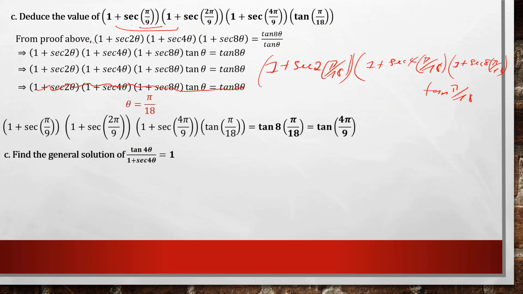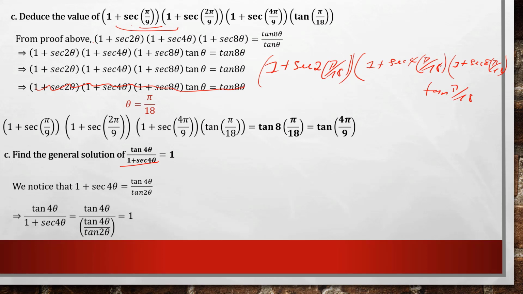Now C says find the general solution of tan 4 theta divided by 1 plus sec 4 theta equal to 1. So what do we have? We notice that 1 plus sec 4 theta is tan 4 theta divided by tan 2 theta. So I'm going to replace 1 plus sec 4 theta by that information in our given equation. So tan 4 theta divided by 1 plus sec 4 theta will be equal to tan 4 theta divided by tan 4 theta on tan 2 theta. But all of that is equal to 1.